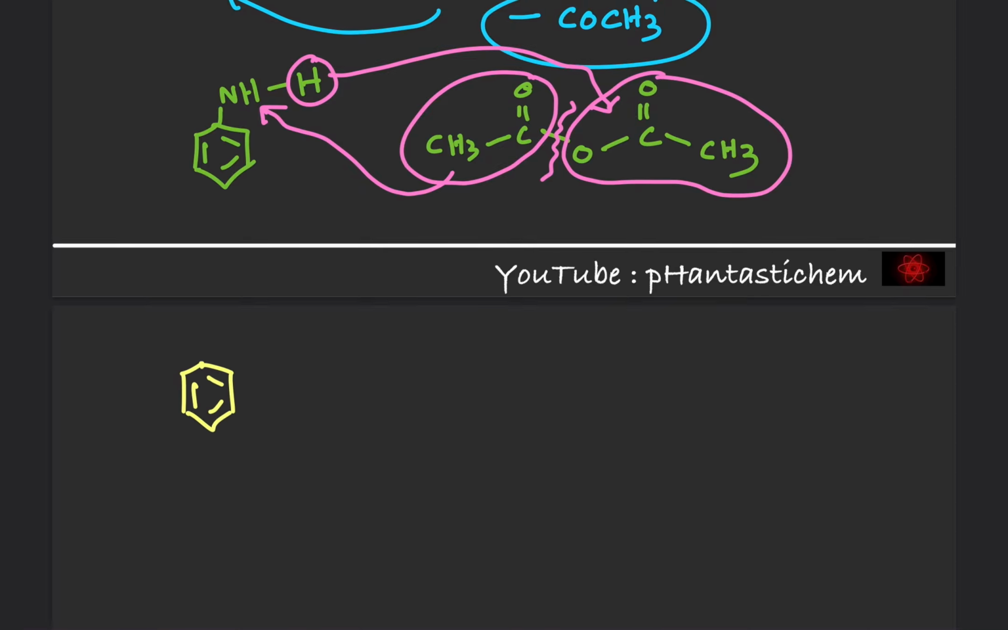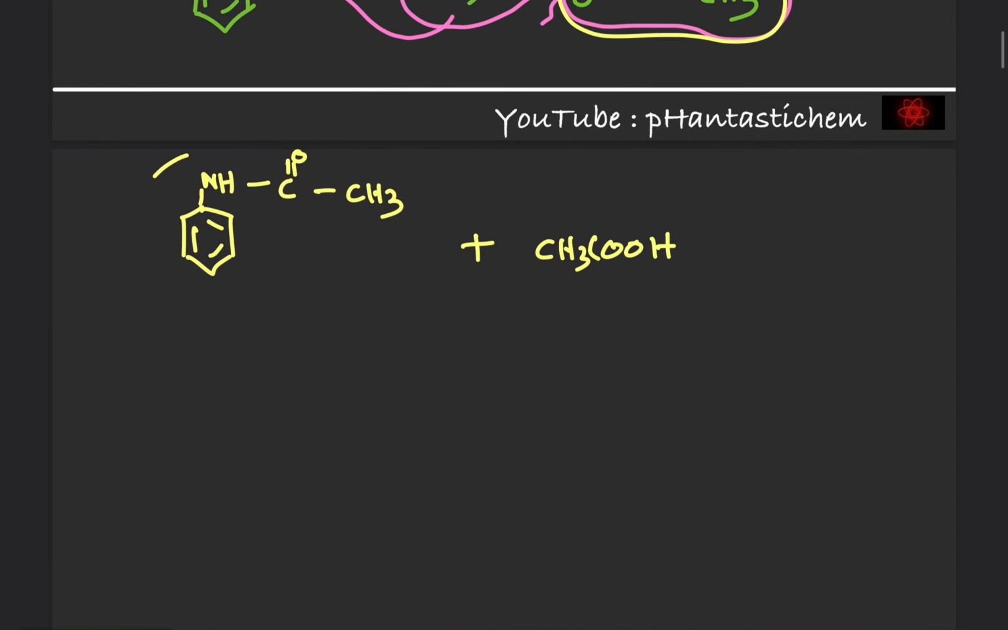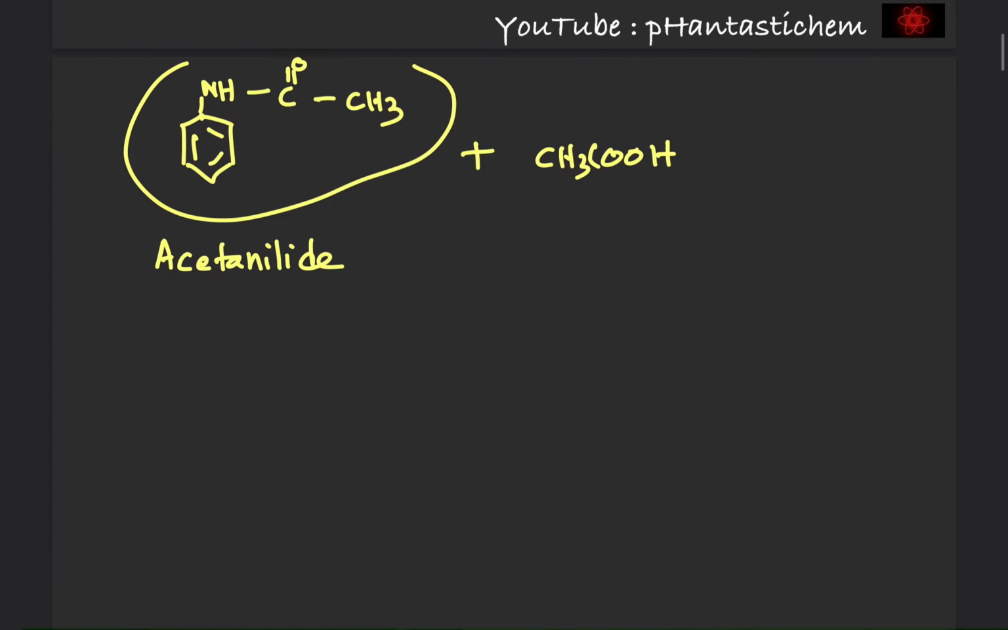benzene ring, NH, C=O, CH3. Okay, and since this H has become a part of this, we will get CH3COOH as the side product. Okay, and so this guy is known as our acetanilide.